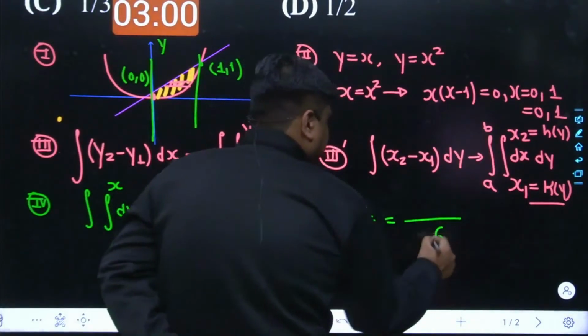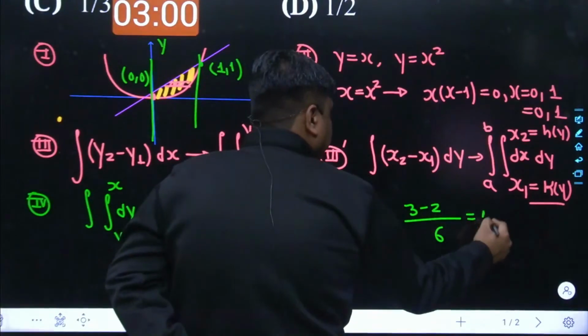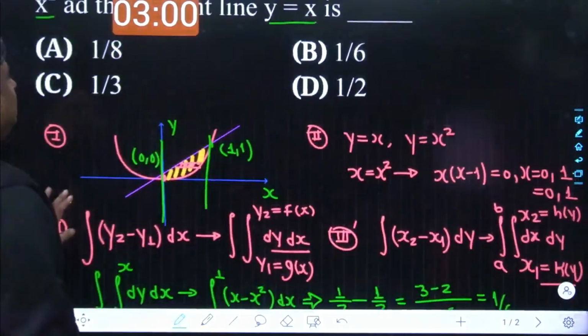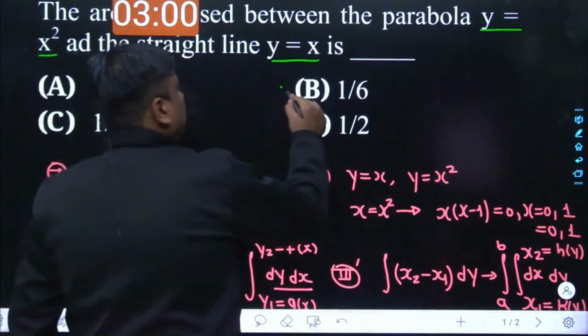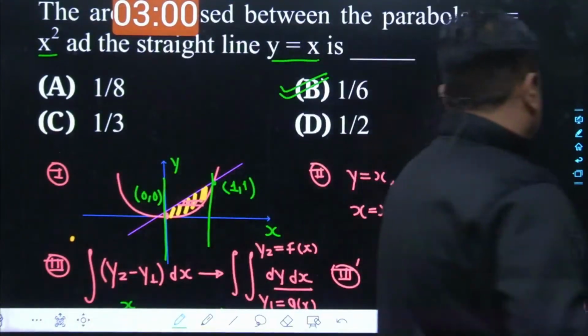If we take its LCM, this has been 6. This becomes 3 minus 2. And the answer has been quite relevant, and that has been 1 upon 6. So as far as this question is concerned, B is the best most answer. You could have gotten this answer.